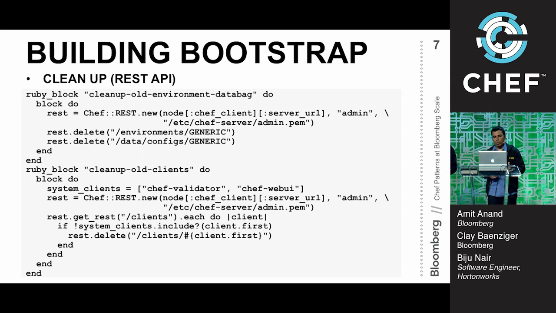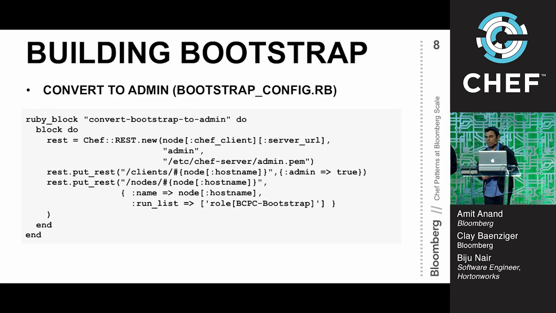To do that, we need to clean up all the environments, data bags, and also any existing node and client objects. We are making use of Chef REST APIs here inside a recipe that will talk to the Chef server and delete any existing environment, any existing data bag, node, and client objects. So now the Chef server is cleaned. The next step is to convert the Bootstrap to be an admin. To do that, we again use the Chef REST API, and we set the admin flag to true on the Chef server for the Bootstrap host. Now this Bootstrap host can upload any secrets to the Chef vault or data bag.